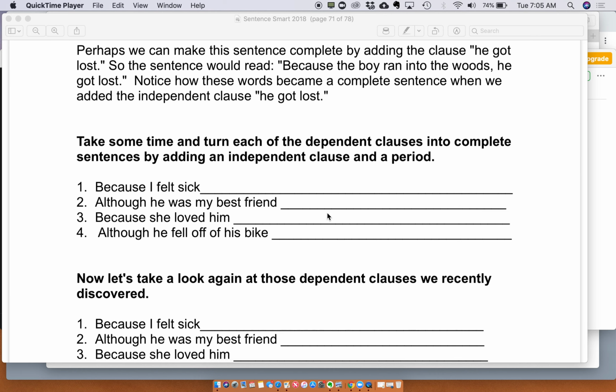Okay, you're back. Because I felt sick, how did you complete that? Well, I said, because I felt sick, I did not go to school. The next one, although he was my best friend. How did you complete that? I said, although he was my best friend, I didn't invite him to my party. Number 3, because she loved him, she called him all day and all night. Number 4, although he fell off his bike, he didn't get hurt.